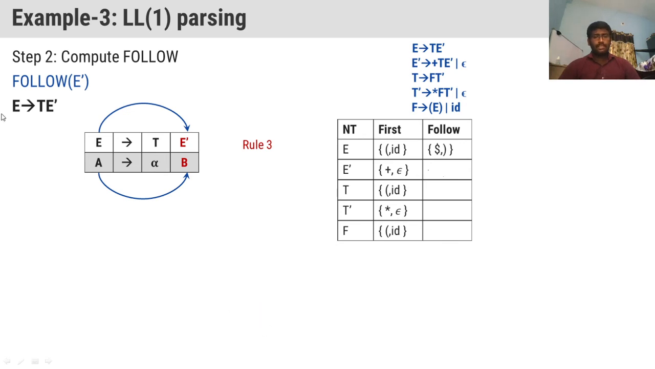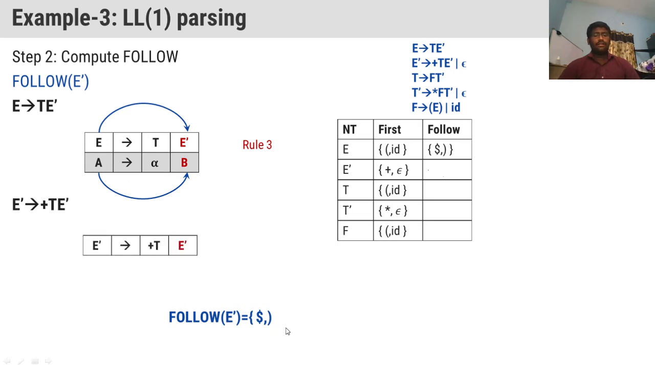Why have we taken the right parenthesis? Because follow of E dash equals follow of E, and follow of E is dollar and right parenthesis. That's why we have taken dollar and right parenthesis. Here also E dash is not followed by any other symbol, so follow of E dash equals follow of E dash only, and we get the same symbols: dollar comma right parenthesis. These are the two things we will get for follow of E dash.